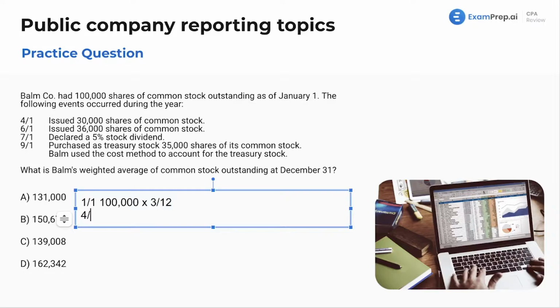All right, on 4/1, let's see. We had a 30,000 share issuance. Now we had 130,000 shares. And for how many months did we have that outstanding? Well, April and May, because at June something else happened. So for 2 months out of the year, we had 130,000 shares of stock.